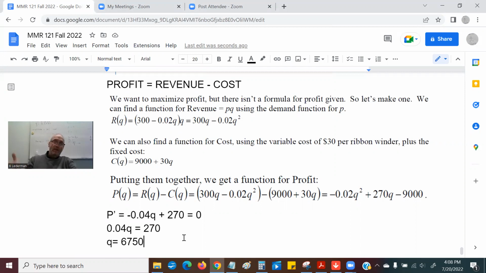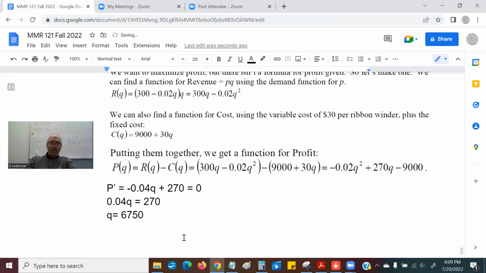Normally I would say, do the second derivative test. But let's not be lazy here. So P prime is just going to be equal to negative 0.04, which is always less than 0. It's just a constant. It's less than 0.